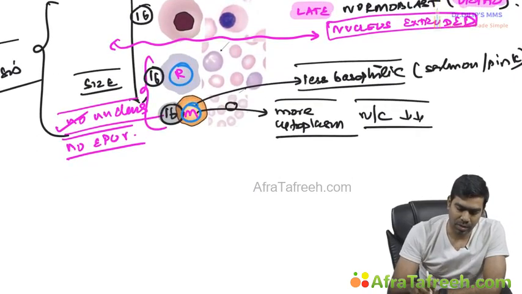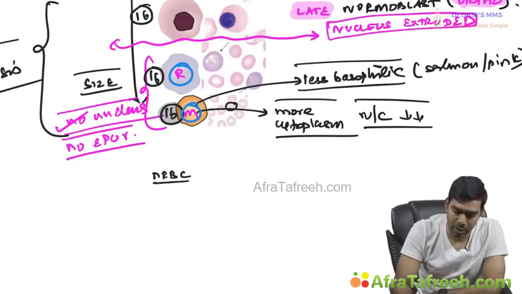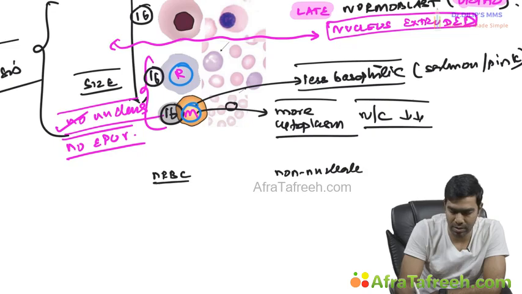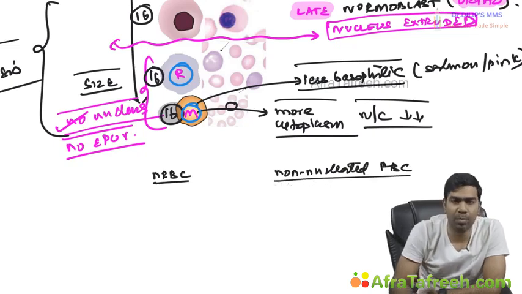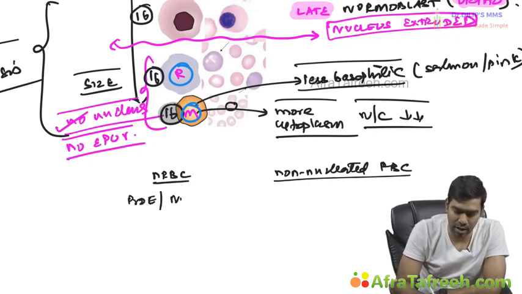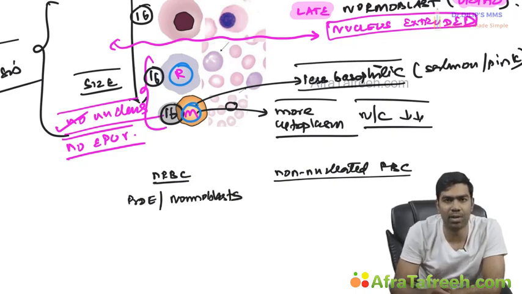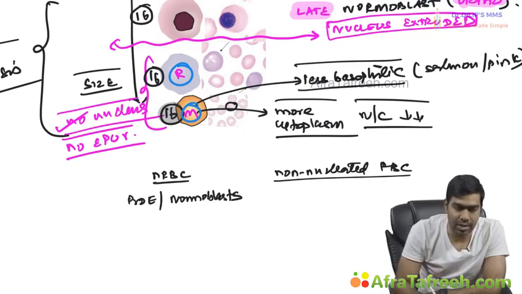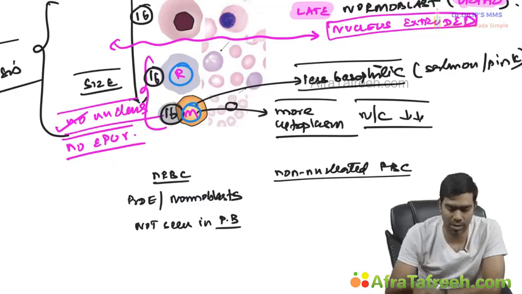Now, what is the difference between nucleated RBCs and non-nucleated RBCs? The nucleated RBCs include the proerythroblast and the normoblast stages, because they have a nucleus. So early, intermediate, and late normoblast all come under nucleated RBCs. Generally, you don't see them in the circulation. They are not seen in PB. PB means peripheral blood. So they are not seen in the peripheral blood.